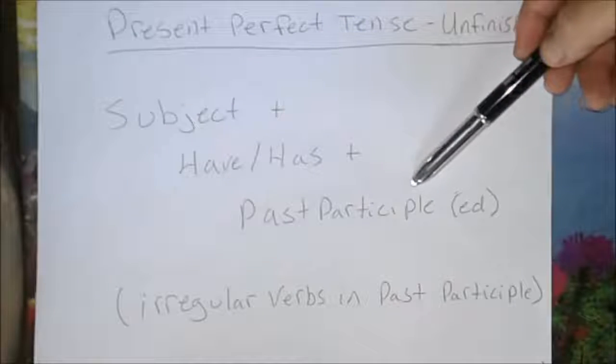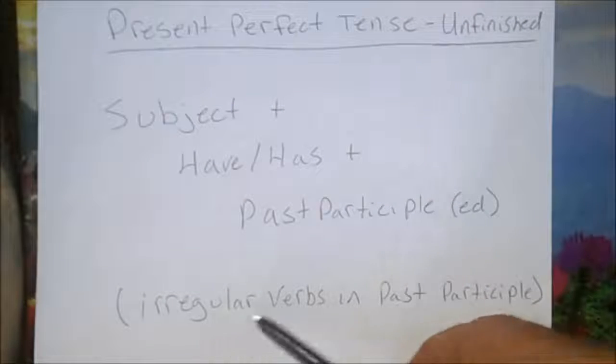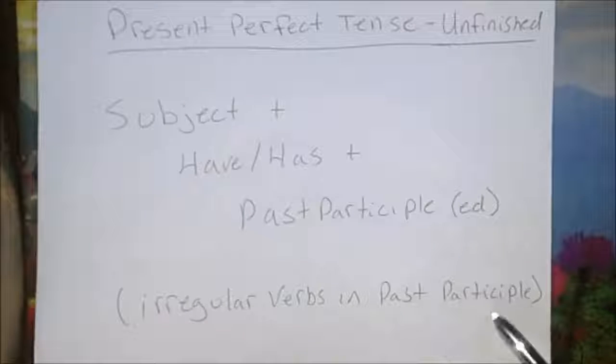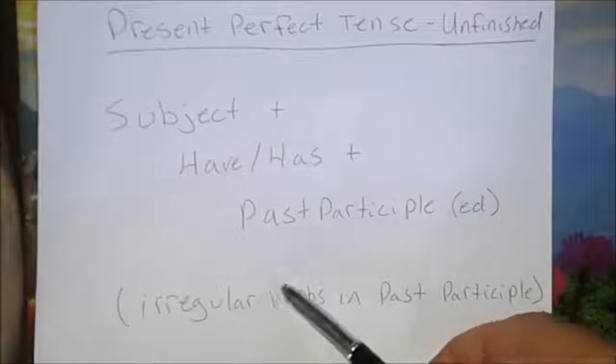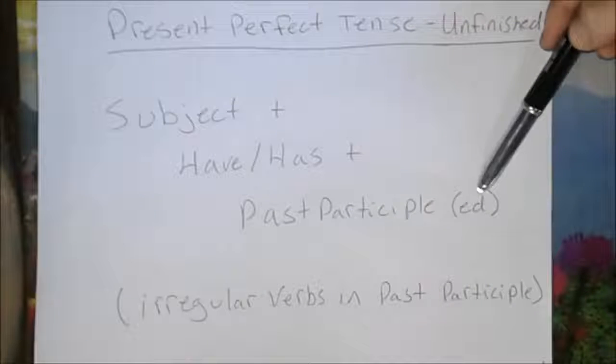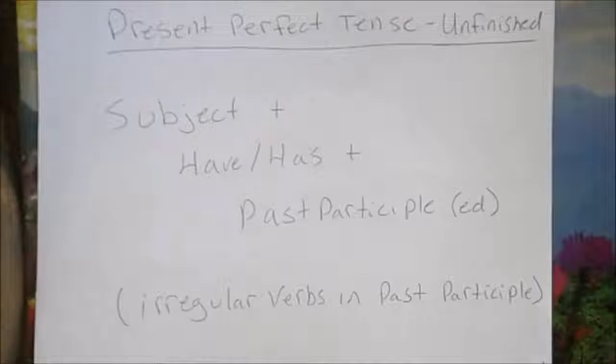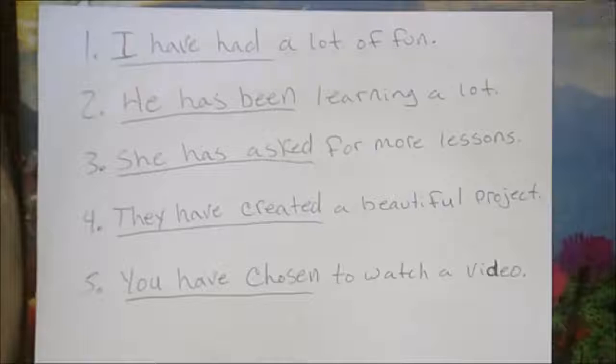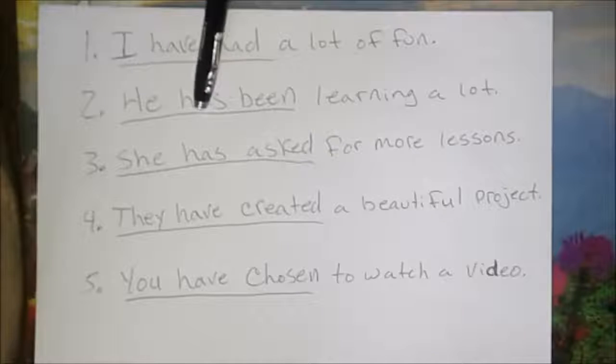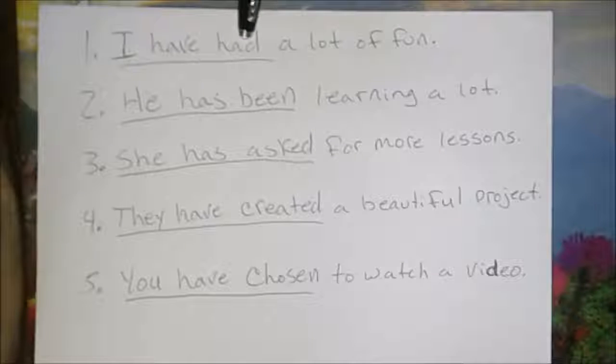The past participle is also known as an irregular verb in the past participle. Irregular verb is where you take a normal verb and you add something to the end. Demonstrating the structure, subject plus have or has plus the past participle.